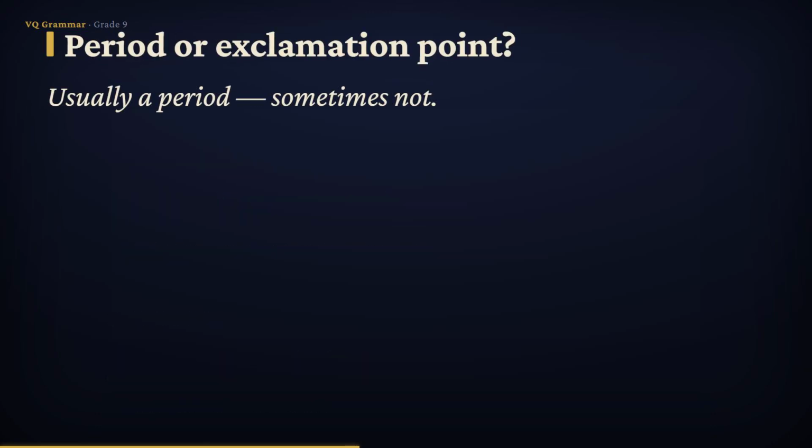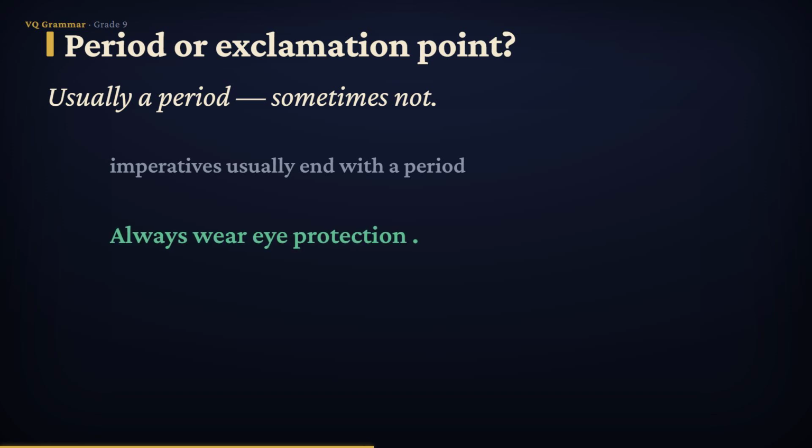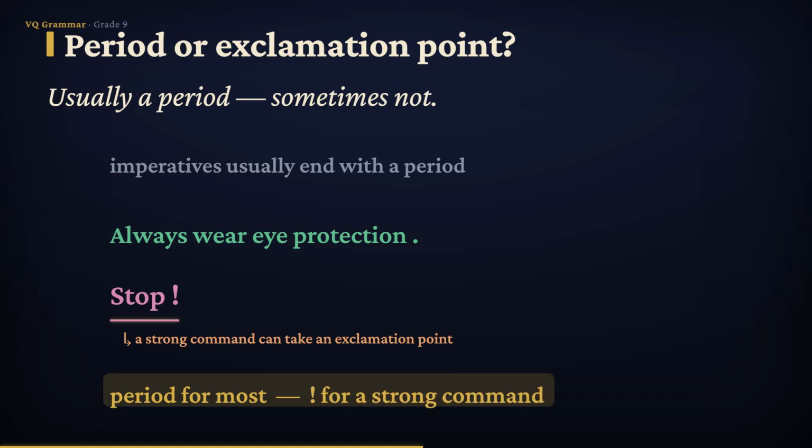One more thing to watch, the punctuation. Most imperatives end calmly, with a period. For example, always wear eye protection. It's a firm instruction, but it ends just like a statement would. When the command is urgent or forceful, though, you can end it with an exclamation point instead. Picture someone shouting a single word, stop. That exclamation point shows strong feeling and real urgency. So the rule of thumb is simple. A period for most commands and an exclamation point when the command is strong.